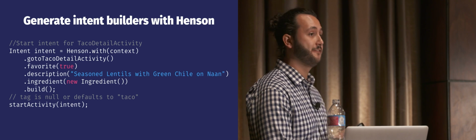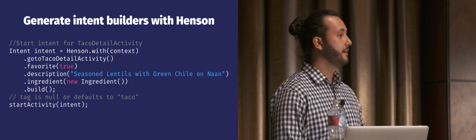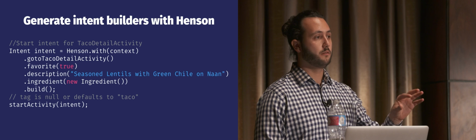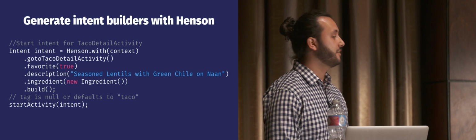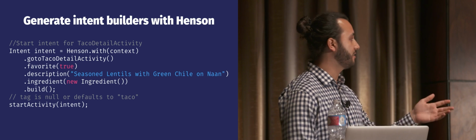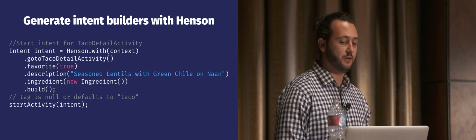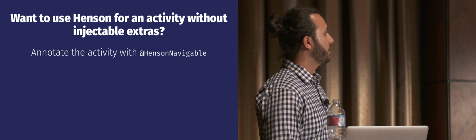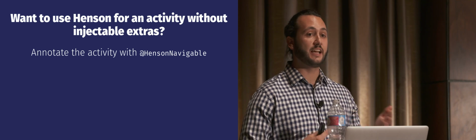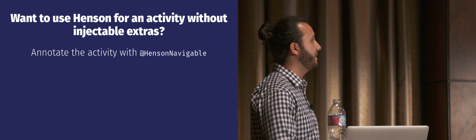You'll notice I left off the tag. So if we had set the tag as a nullable injected extra, then it would just be null. However, since we set it as a default value, it's going to default to taco when we start that activity. So we just kick off that activity with that intent, and we're off to the races. What if you want to use Henson without injecting any extras? All you need to do is annotate your activity with Henson navigable.